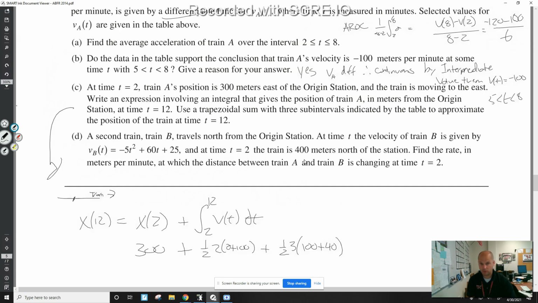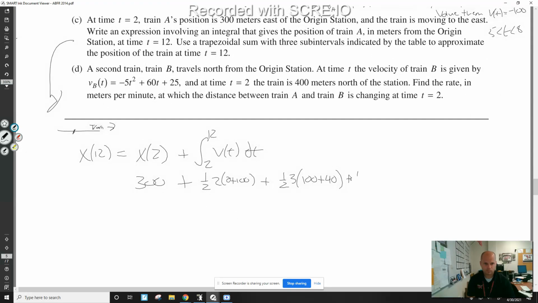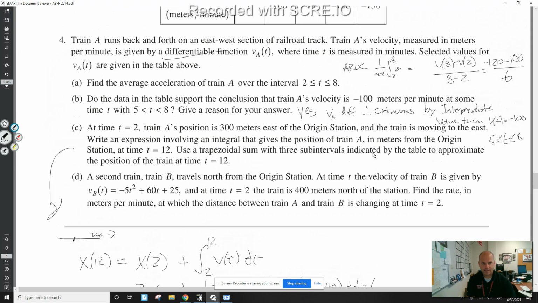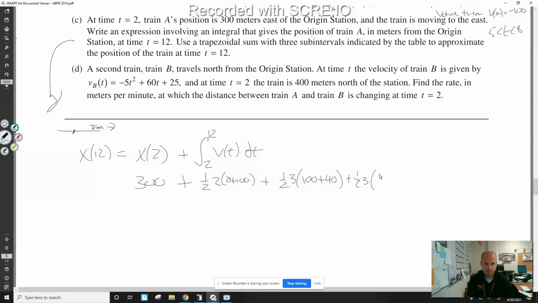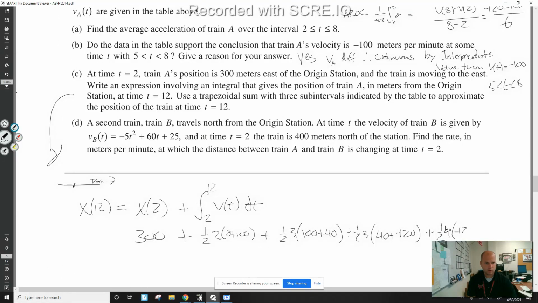You need to review trapezoidal Riemann sums. 1/2, another base length of 3, heights of 40 and negative 120. 1/2, base length of 4, heights of negative 120 and negative 150. Done. I'm done. Leave it like that.